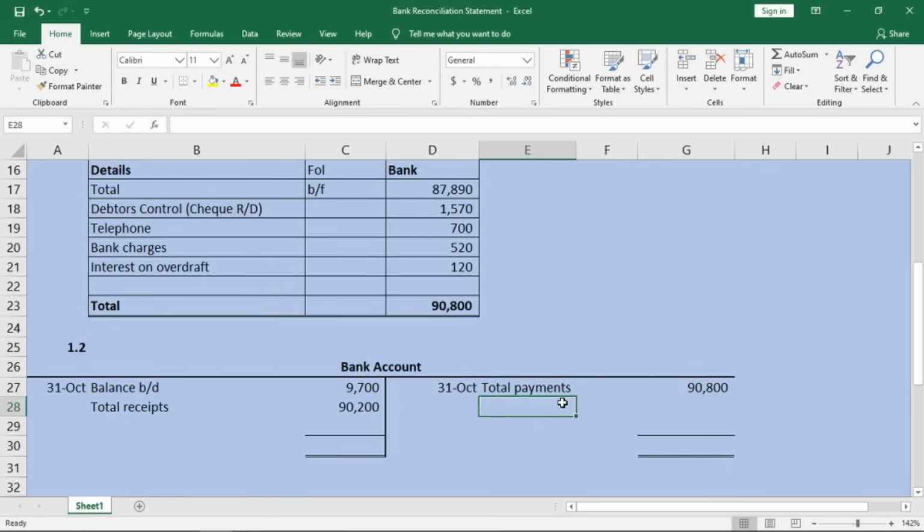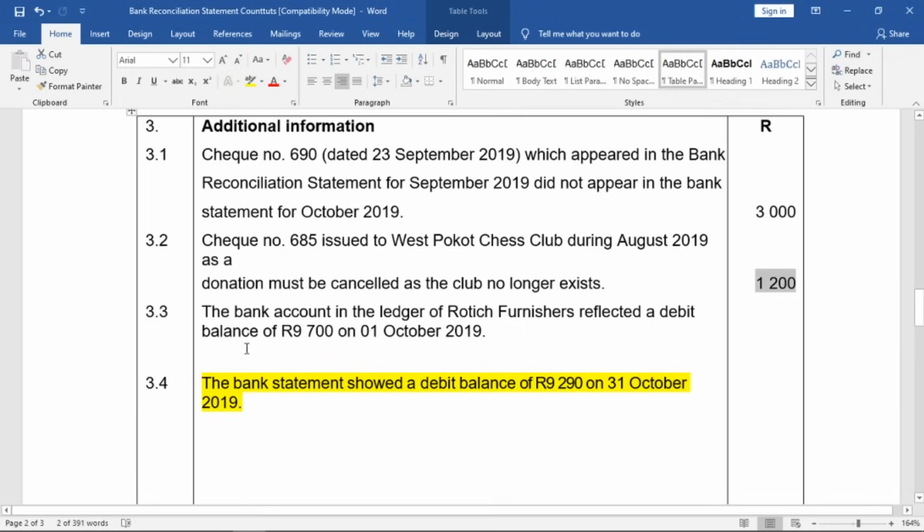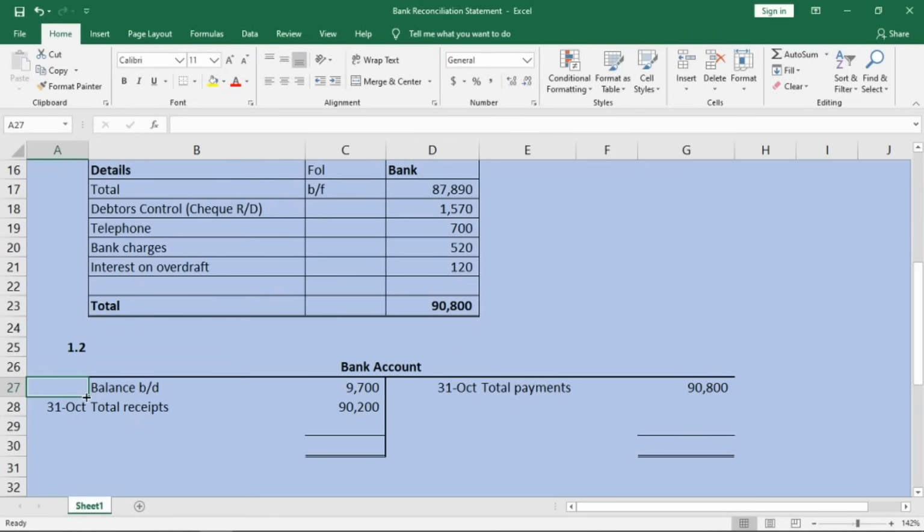Okay, now that we have all the three, for the balance brought forward, I was supposed to put it as at the first of the month, because here we can see the balance account on the 1st of October 2019. So I was supposed to put 01 October. So we have our debits and we have all our credits.